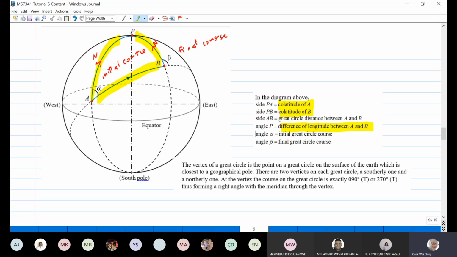Okay, there's also another point called the vertex. What is the vertex? The vertex is a point on the great circle on the surface of Earth which is closest to the pole. So the vertex is nearest to the pole, that means on a great circle here. So this is a vertex here. Let's say it is the vertex.